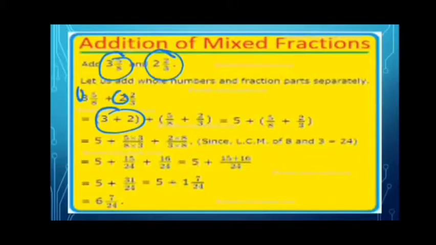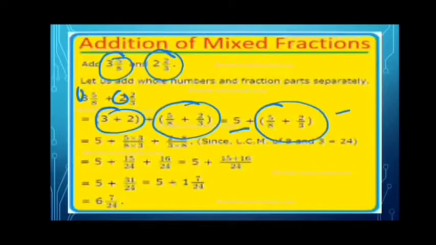Plus, you also add the fractional parts separately. So 3 plus 2 gives you 5, and the fractional part is this. You also look for the LCM, which is 24. The LCM is 24, and the next step is to take the fractions to a common denominator.